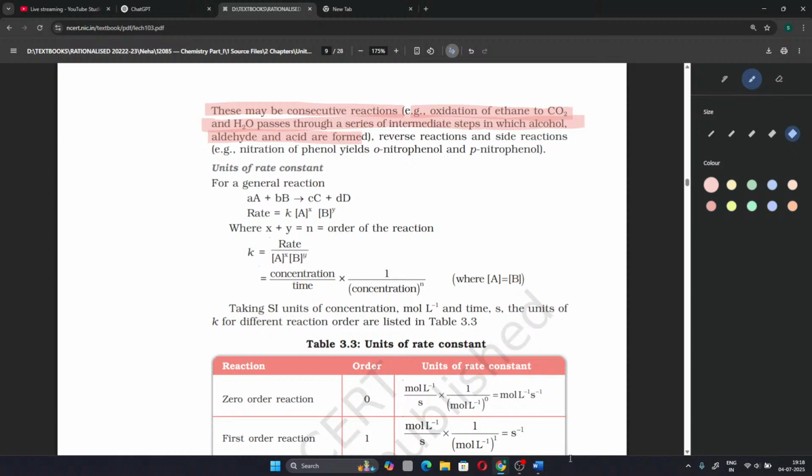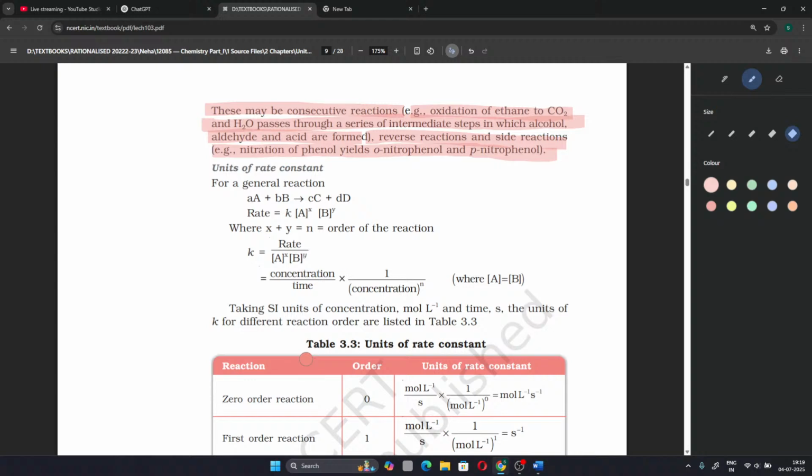Basically, oxidation of ethane to carbon dioxide is actually a complex process with many intermediate steps in which alcohol, aldehyde and acid groups are formed. Reverse reactions and side reactions. Example, nitration of phenol yields orthonitrophenol and paranitrophenol.